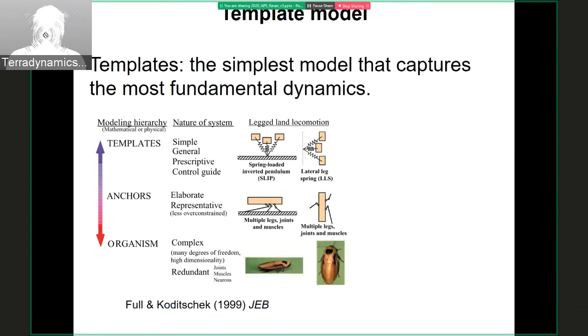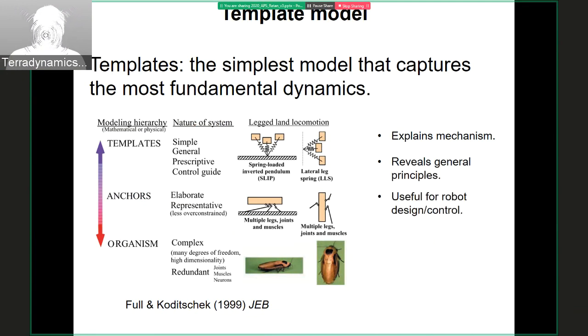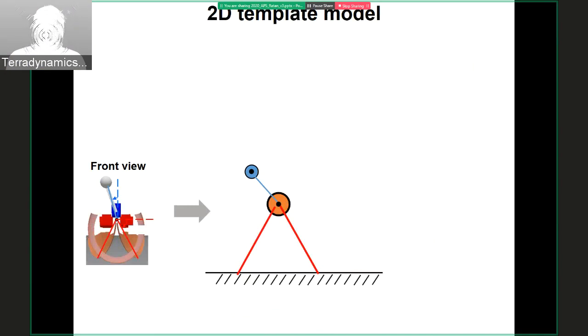To figure out the phase and further understand the mechanism behind self-righting, we built a template model. A template is the simplest model that captures the most fundamental dynamics and which helps explain the mechanism, reveal general principles, and be useful in robot design and control. Here is a template we abstract from the winged self-righting robot. During leg flailing, the robot mainly rolled in the frontal plane, so we simplified it into a 2D plane.